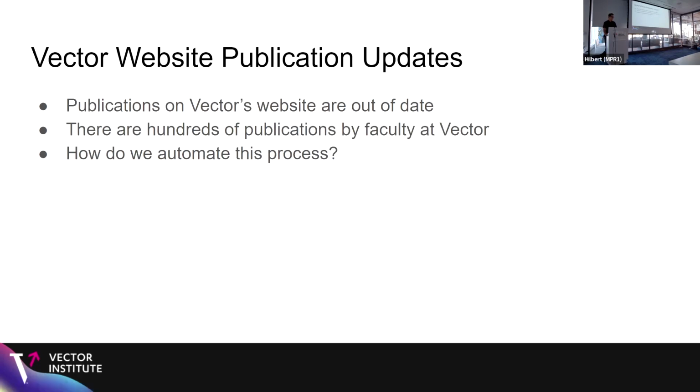And next, we got Vector website publication updates. So as I said earlier, the last publication on Vector's website is from 2019, which isn't great. The thing is, there are hundreds of publications by faculty at Vector, and having to go through these publications and asking the faculty individually would take several months, and it would also be a waste of human resources. So my job was to figure out how we automate this process.